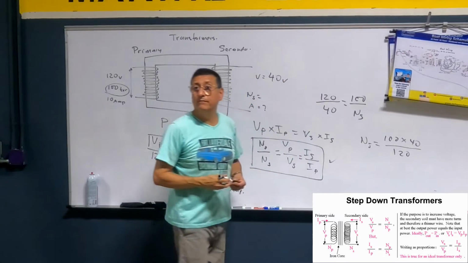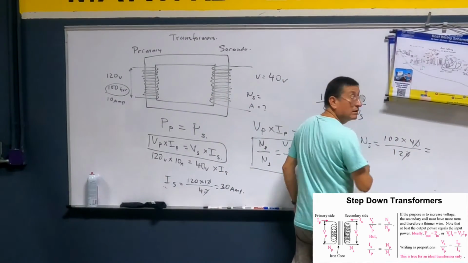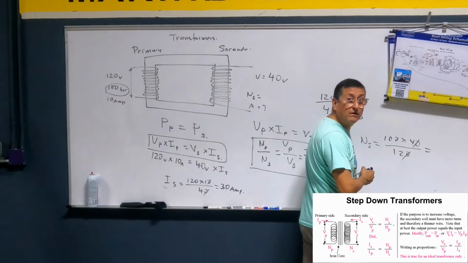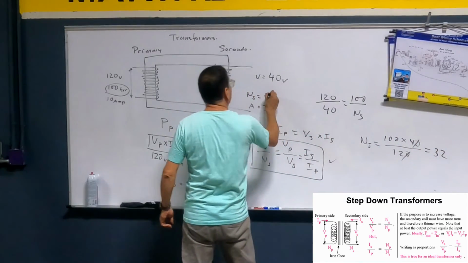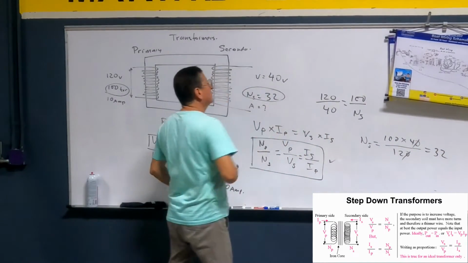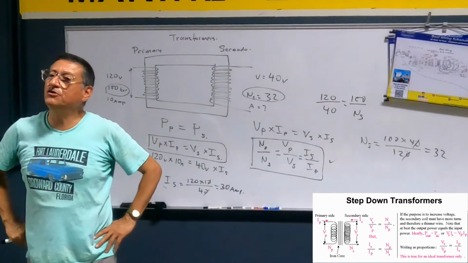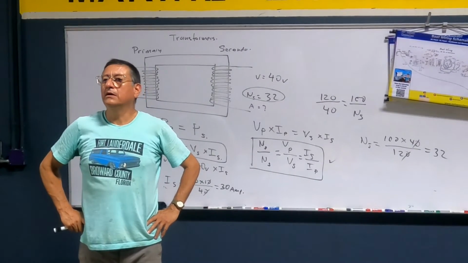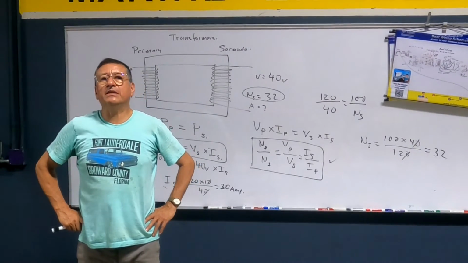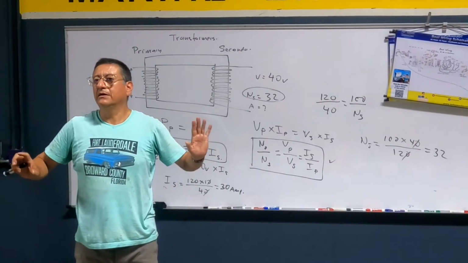How much is that? 400 divided by 12? 33.33. Okay, about 32 coils in the secondary. Nice, no, guys? You enjoyed the explanation? It's clear? You need simple mathematics. You need second grade of elementary. That's it.